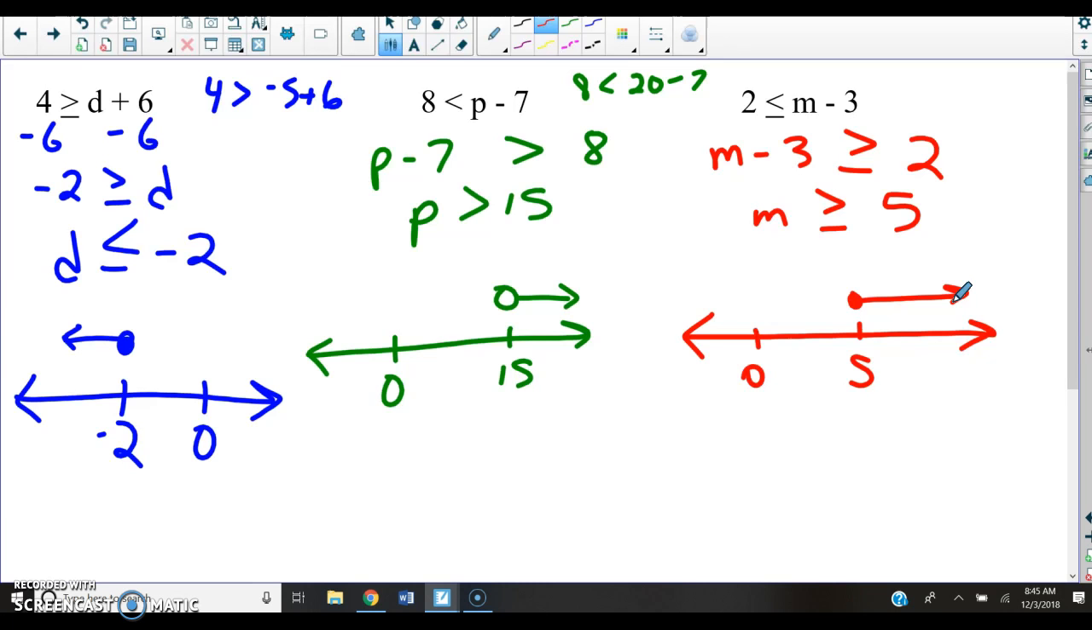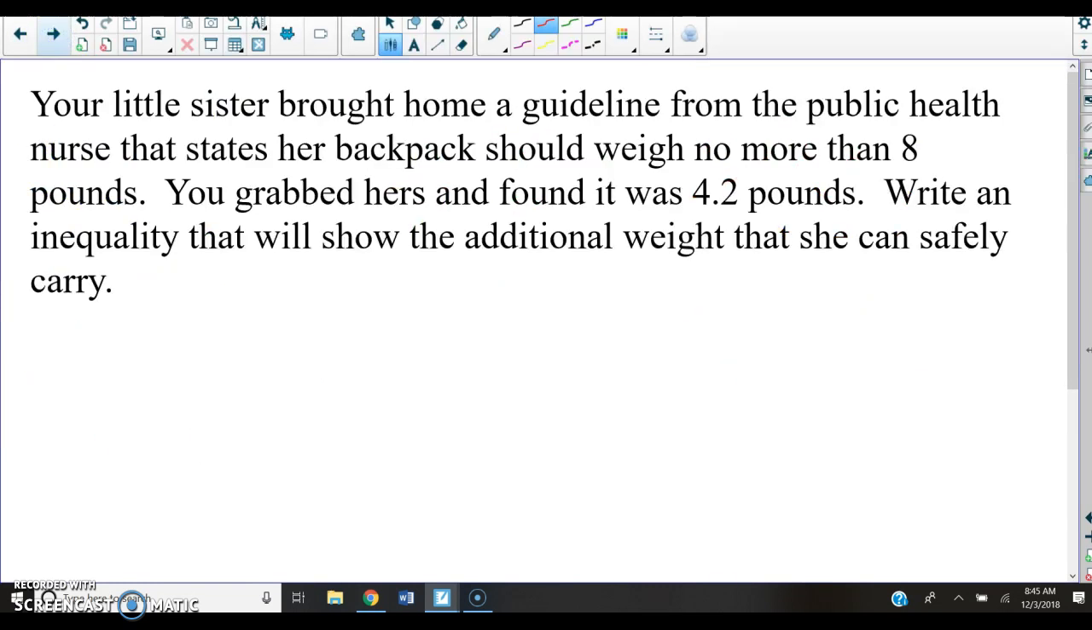It does not matter which you do first, if you solve it first or if you switch it first. Okay, notice also that the p minus 7 stayed in the same order. The m minus 3 stayed in the same order. You flip the sides, but you don't flip the order of your expression that has more than one term, the p minus 7, the m minus 3.